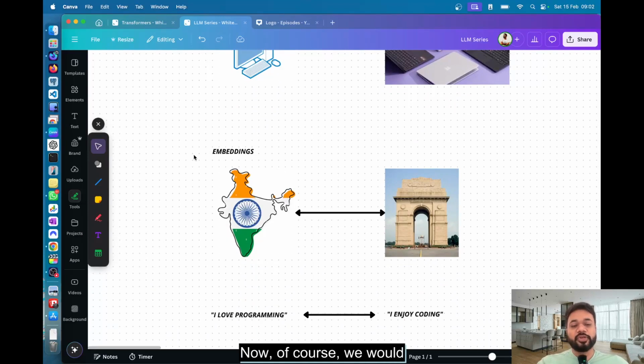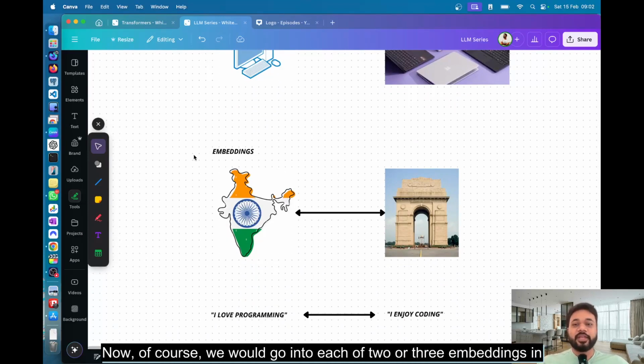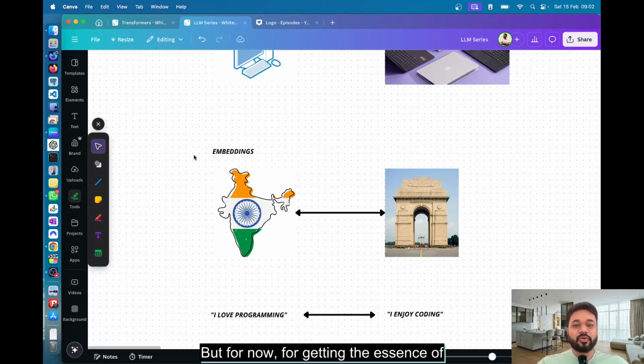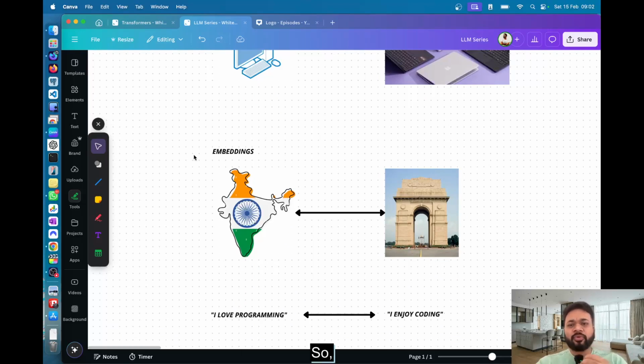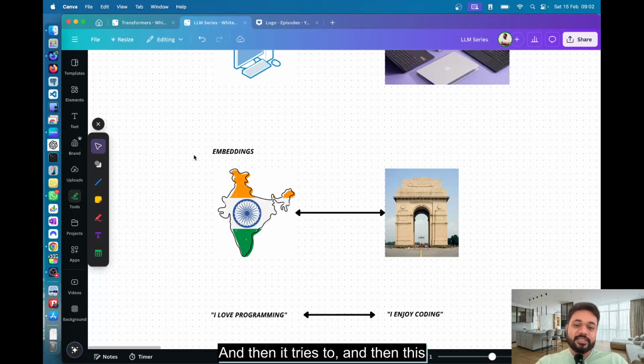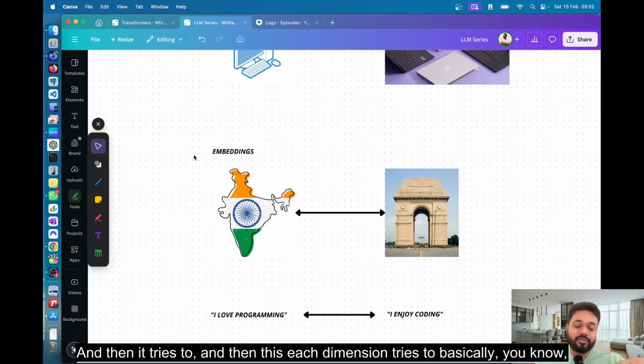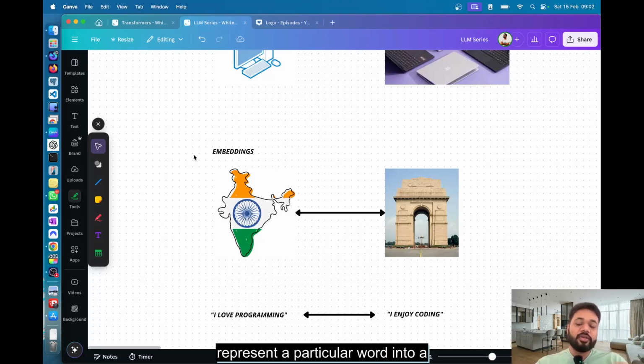Now, of course, we would go into two or three embeddings in detail, but for now, for getting the essence of what an embedding is, it basically projects your words into a high dimension vector. So for example, a 300 dimension vector, and each dimension tries to represent a particular word in a vector space.